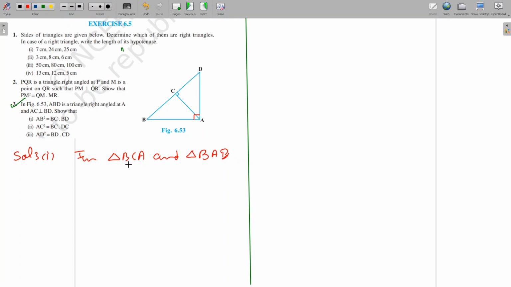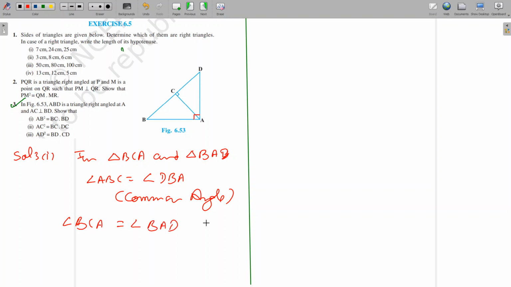Now it's very simple to prove. Here we can see that the first angle, angle B, and here also angle B, they are a common angle. So that is what we can write. In triangle BCA and triangle BAD, angle ABC equal to angle DBA. From the figure also it is visible, ABC and DBA are a common angle. And angle BCA and angle BAD, both are 90 degrees. Angle BCA equal to angle BAD, 90 degrees each.